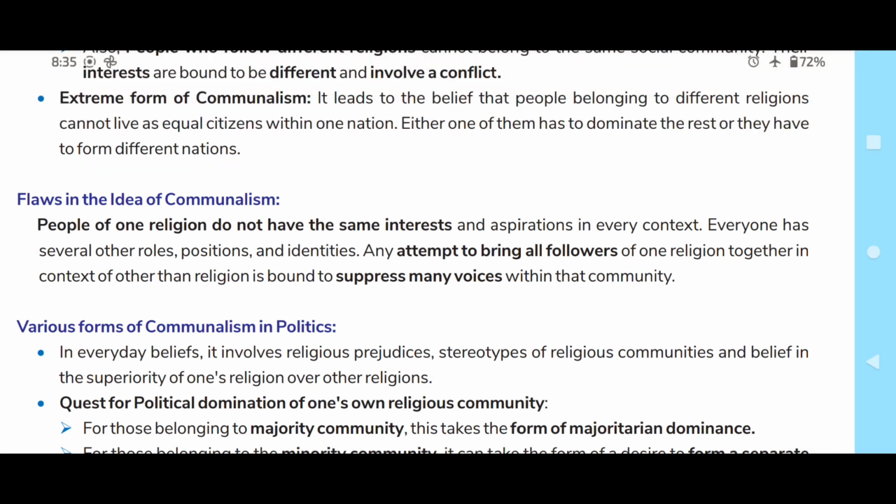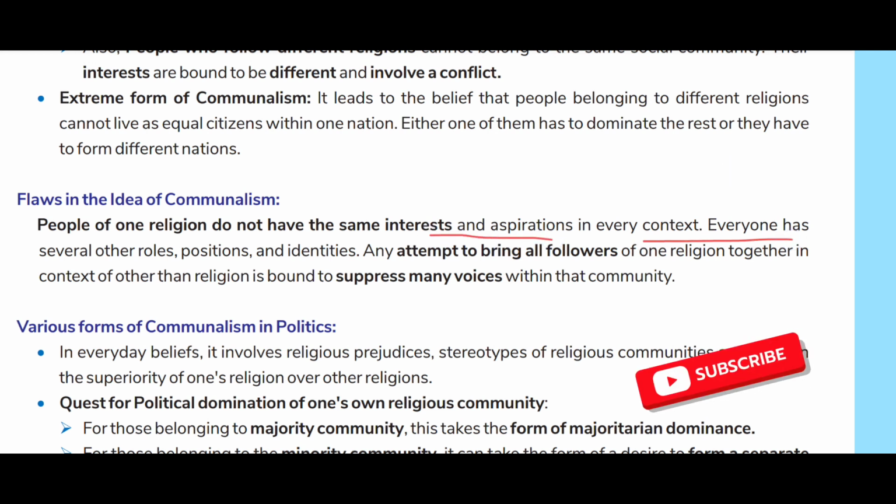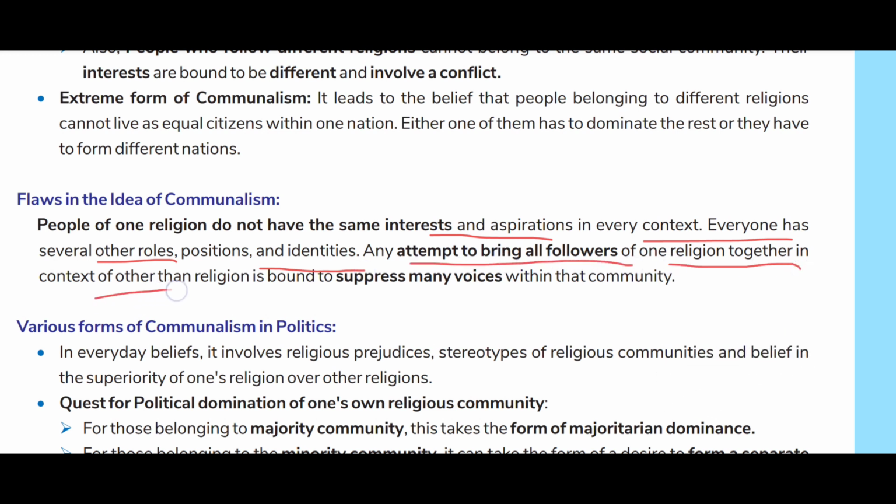Flaws in the idea of communalism. People of one religion do not have the same interest and aspiration in every context. Everyone has several other roles, positions, and identities. Any attempt to bring all followers of one religion together in contexts other than religion is bound to suppress many voices within that community.